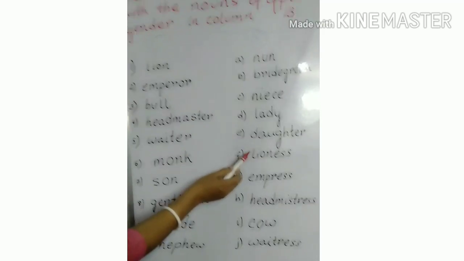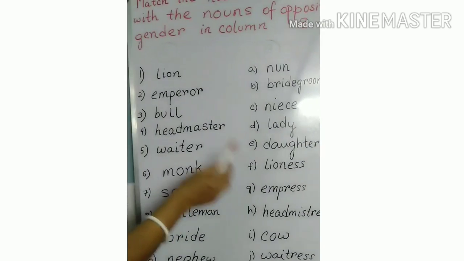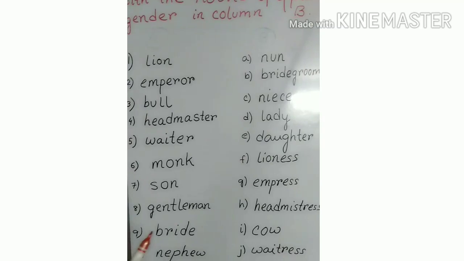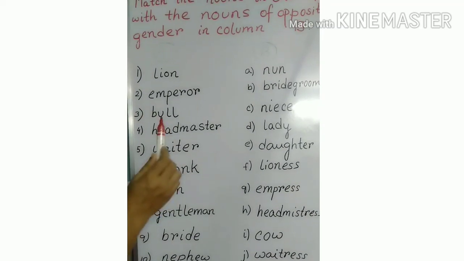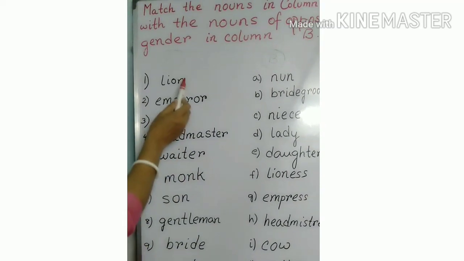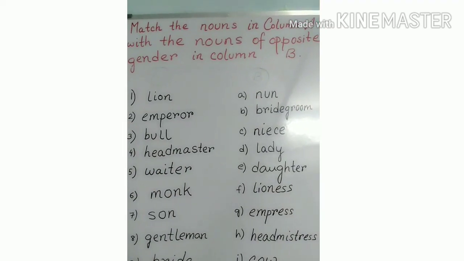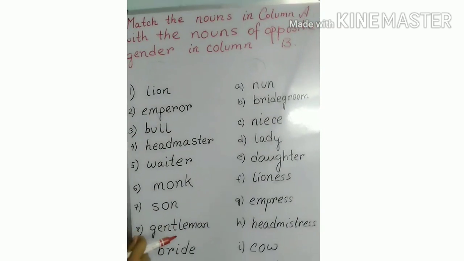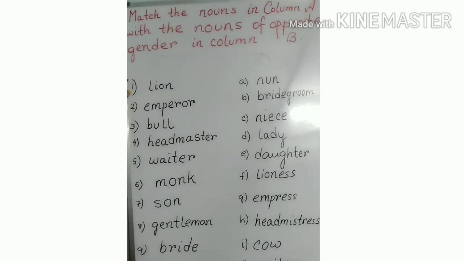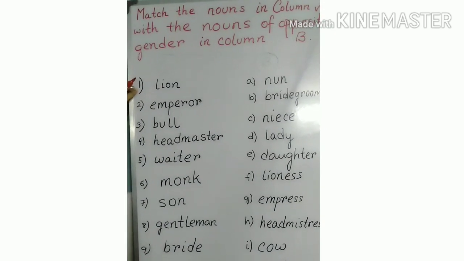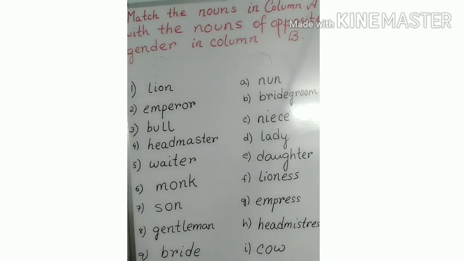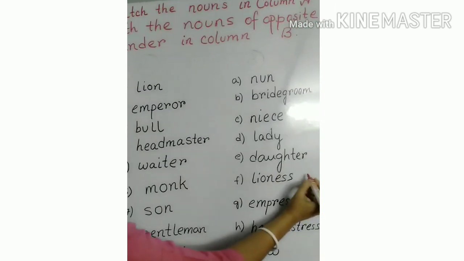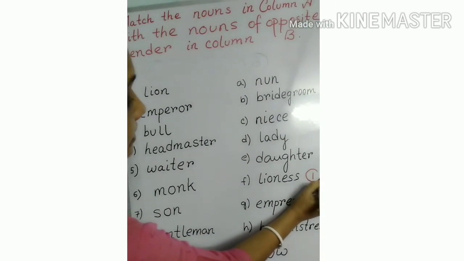We will draw lines. No students, we will not draw lines. Why? Because it looks very untidy when we draw lines. So then what we will do? We will do number matching. How? Like we have 1 here. This 1 we will write beside lioness like this.